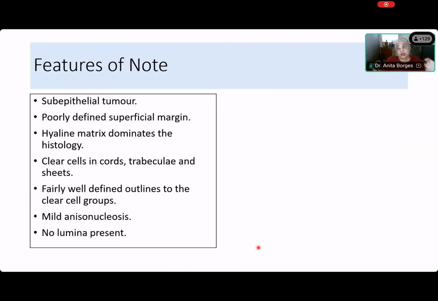So first of all, it's a subepithelial tumor. It has a poorly defined superficial margin. It was merging with the epithelium. Hyaline matrix dominates the histology. Clear cells in cords, tubercles, and sheets. Fairly well defined outlines to the clear cell groups, and very well defined, box-like clear cells with isonucleosis. And there are no lumina here.